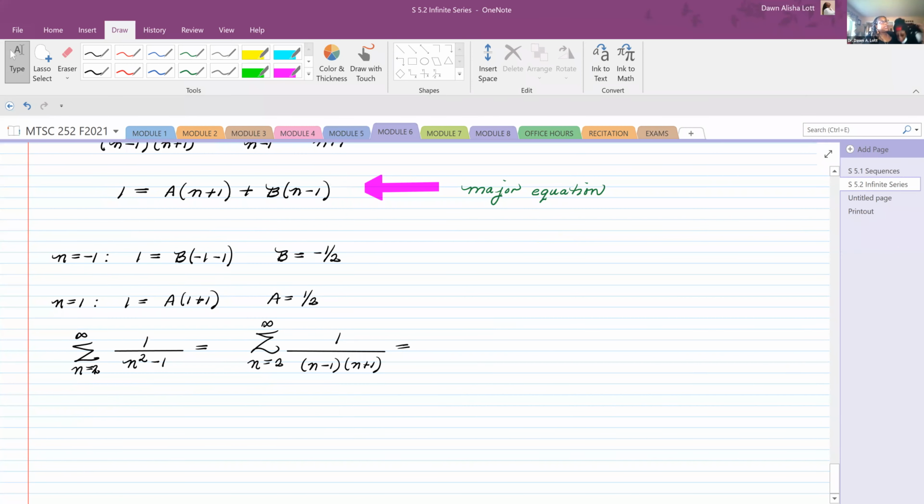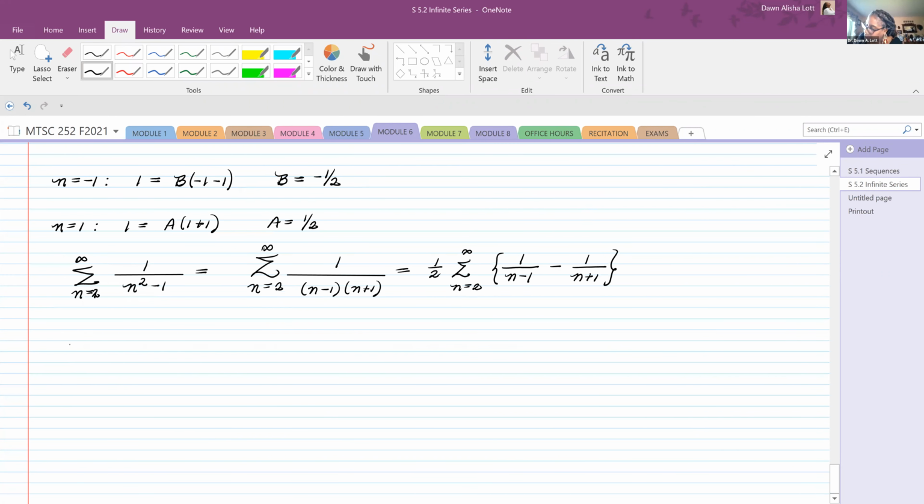So we get 1/2 the sum n equals 2 to infinity. And the first one is 1 over n minus 1. And then b was negative, so it's 1 over n plus 1. Good. Okay, so what does the nth partial sum look like?